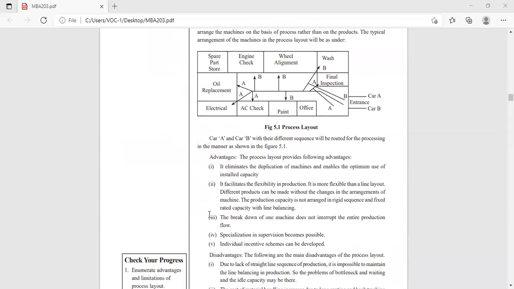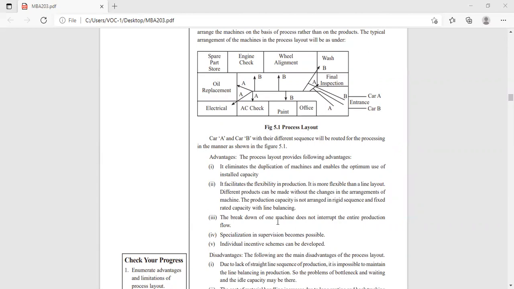Here, some of the advantages of the process layout are given, like it eliminates the duplication of machines and enables the optimum use of the installed capacity. It facilitates flexibility in production. If one machine breaks down, it does not interrupt the entire production flow. Specialization in supervision and individual incentive schemes can be developed.